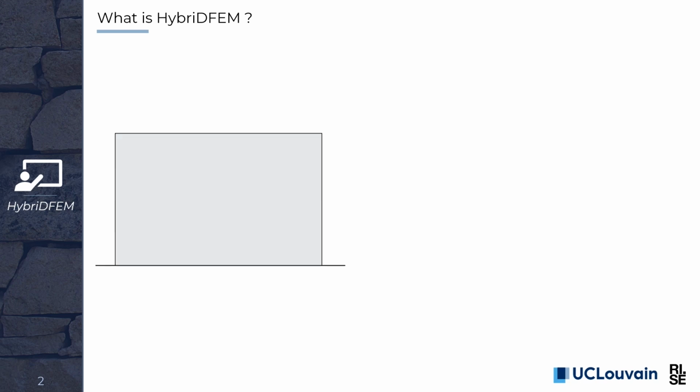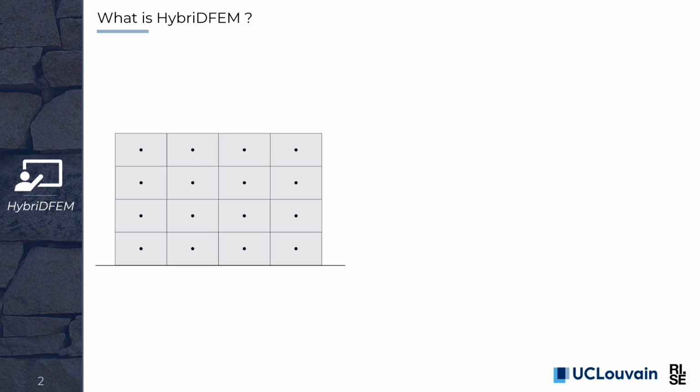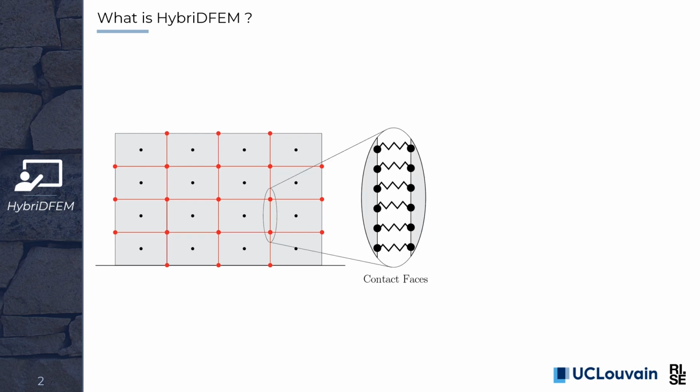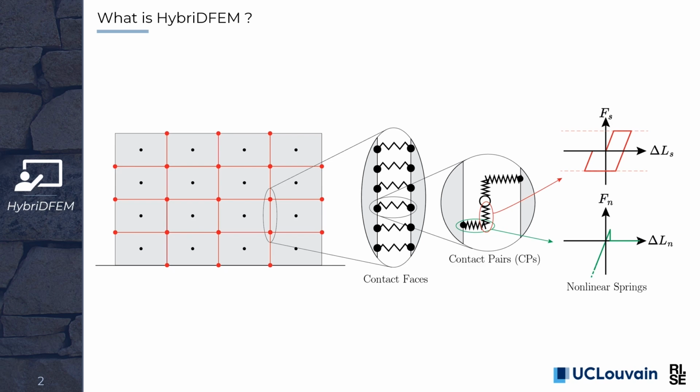When modeling a wall, for instance, it is first divided into a series of rigid blocks. Those blocks are undeformable, so all the deformability of the wall is concentrated at the interfaces between the blocks, which are called contact faces. Those contact faces are in turn discretized into contact pairs, which consist of two bidirectional springs in series. Nonlinear material behavior or nonlinear contact laws can be used in HybriDFEM by assigning the appropriate constitutive laws to the springs.